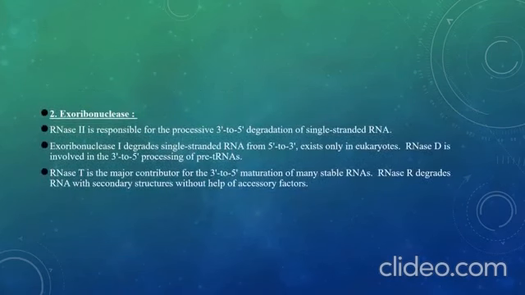Exoribonuclease. RNase II is responsible for the processive 3' to 5' degradation of single-stranded RNA. RNase T is the major contributor for 3' to 5' maturation of many stable RNAs. It degrades RNA with secondary structure without the help of auxiliary factors.